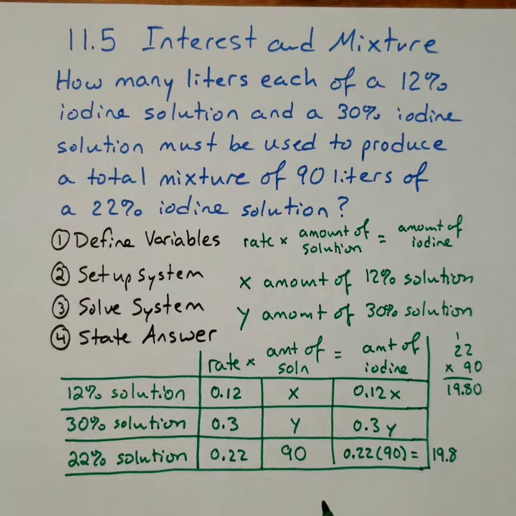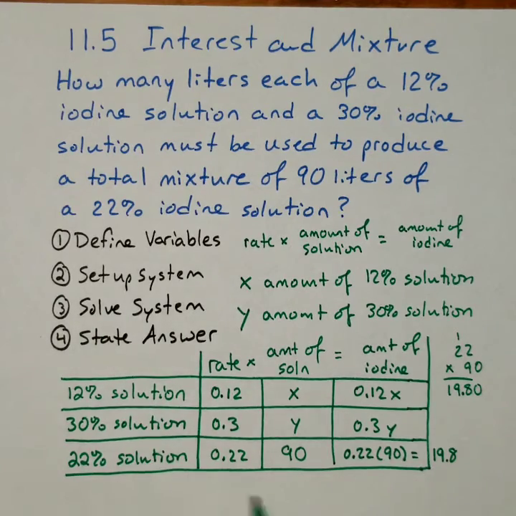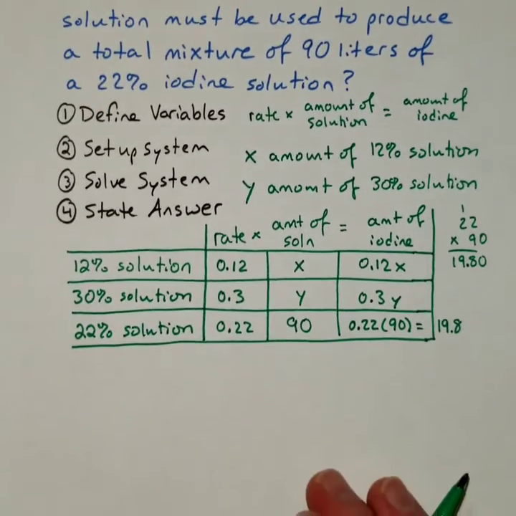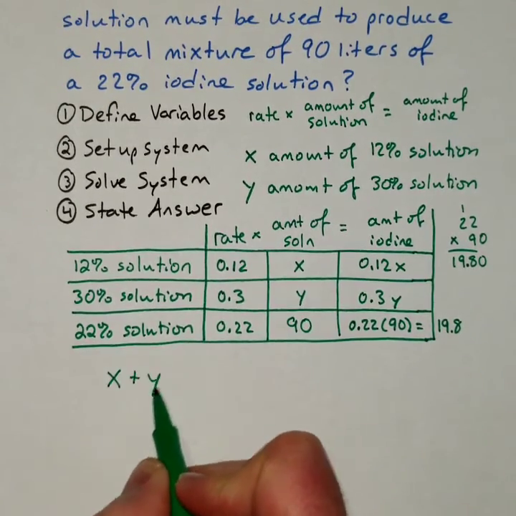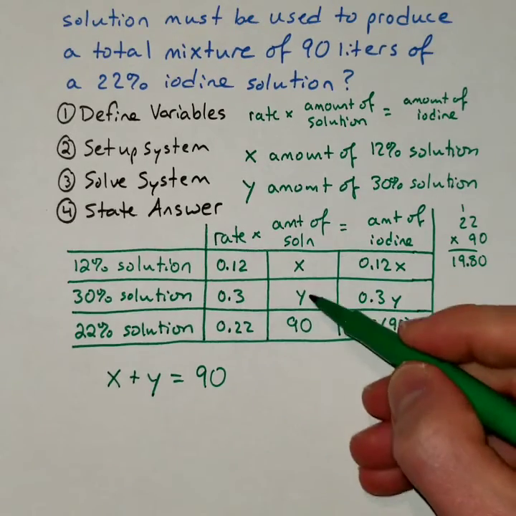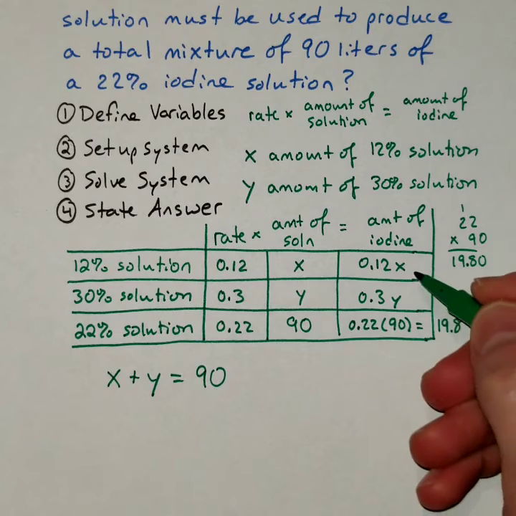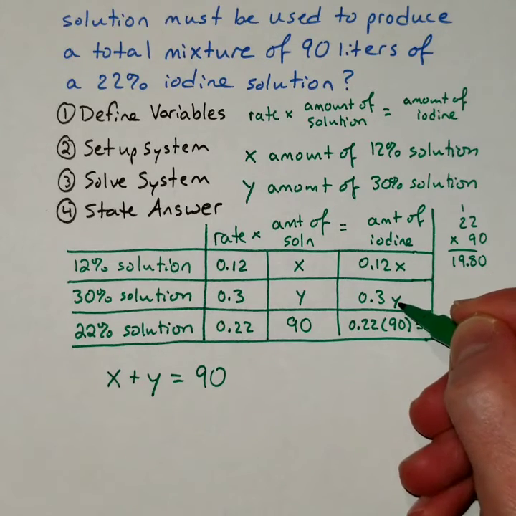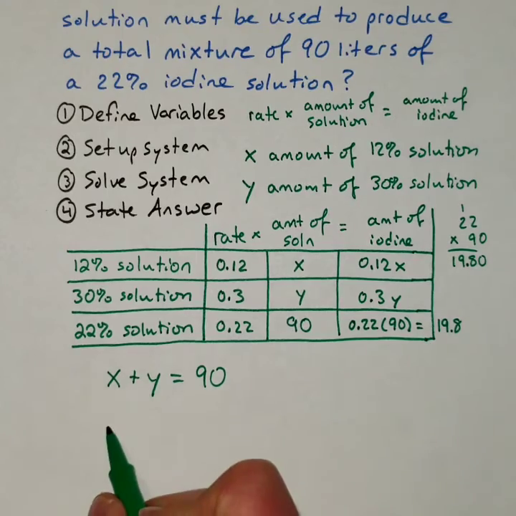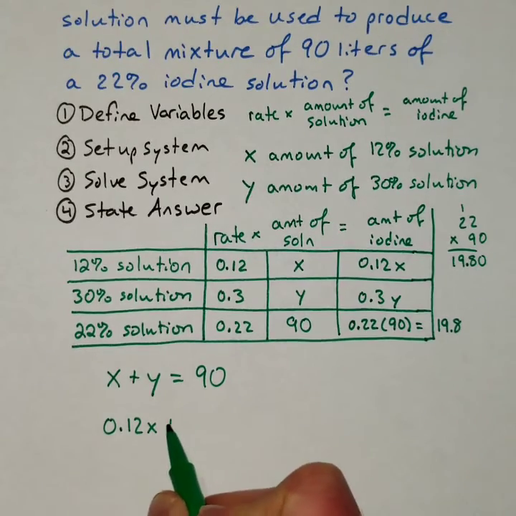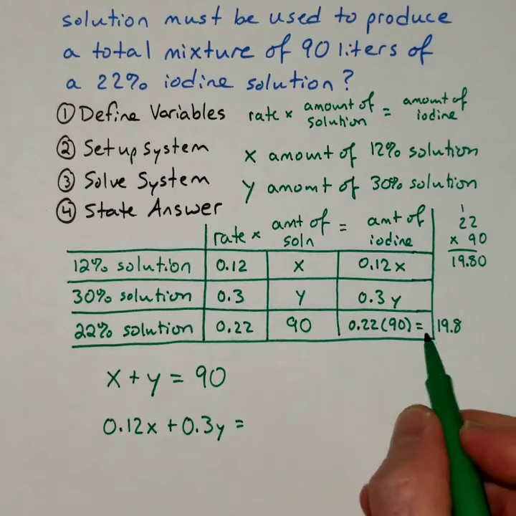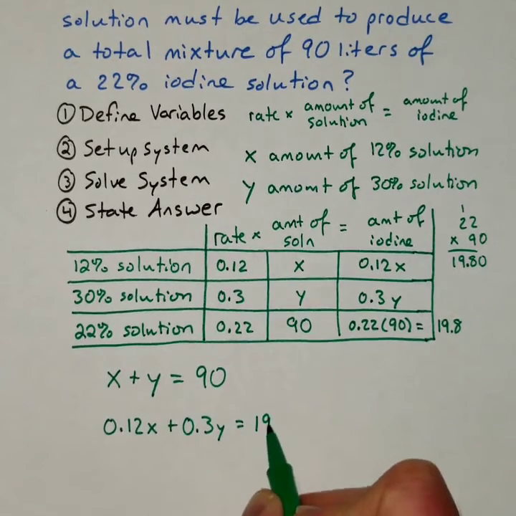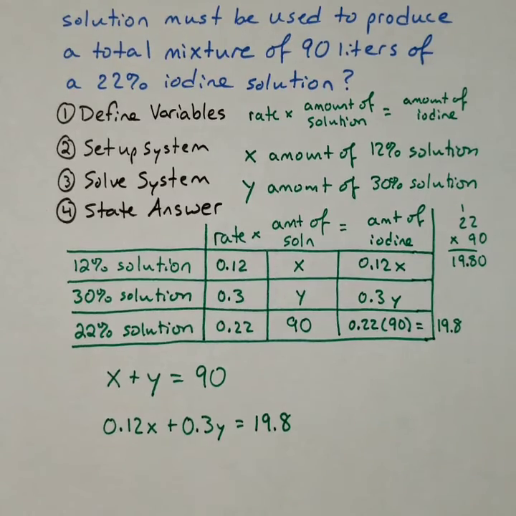All right, so I've got to set up my system. This organized our thoughts. The amount of solution from the first two has to add up to the third. And so my first equation is just x plus y equals 90, right? The first two amounts have to equal the third. Same thing for the amount of iodine. The iodine from the first two has to equal the iodine from the third. So 0.12x plus 0.3y equals this last one, which is actually 19.8. We calculated that out. So this system of two equations is what I need to solve.